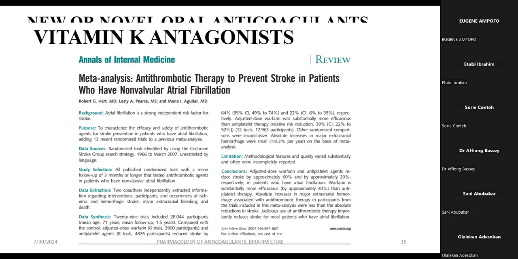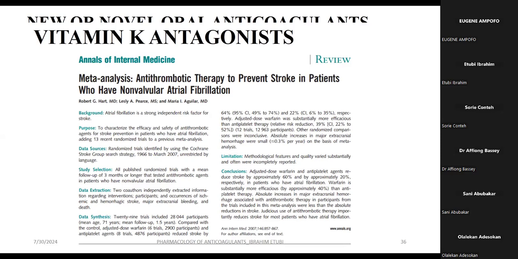So this meta-analysis actually buttressed the fact that adjusted dose warfarin and antiplatelet regimens reduced stroke by approximately 60 and 20% respectively in patients with atrial fibrillation. So warfarin is substantially more efficacious than antiplatelet therapy. The absolute increase in major extracranial hemorrhage associated with antithrombotic therapy in participants from the trials included in the meta-analysis was less than the absolute reduction in stroke. Judicious use of antithrombotic therapy importantly reduces risk for most patients who have atrial fibrillation.